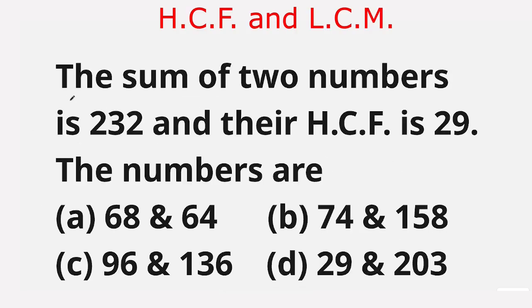Our question is, the sum of two numbers is 232 and their HCF is 29. The numbers are option A, 68 and 64, option B, 74 and 158, option C, 96 and 136, option D, 29 and 203.